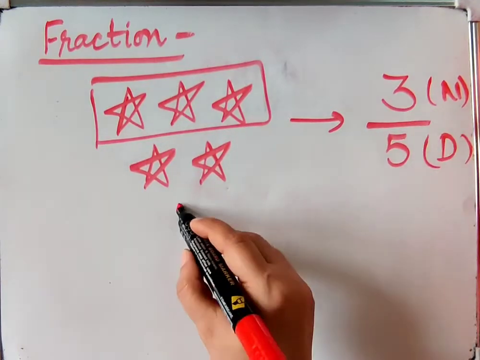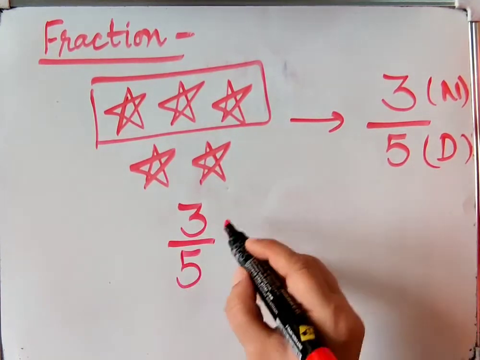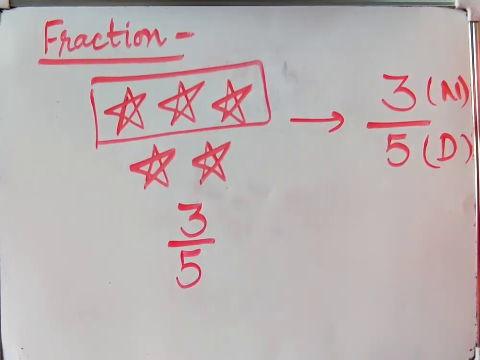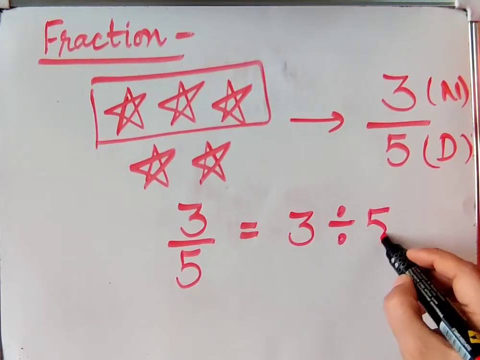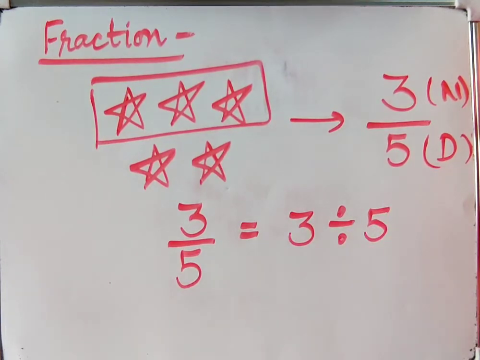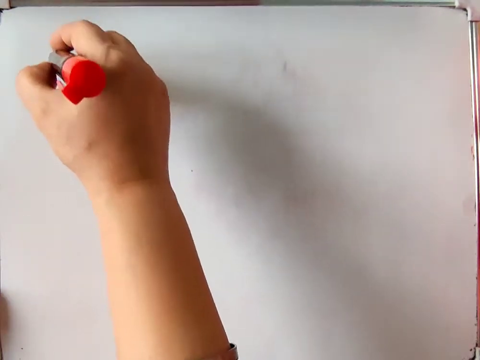So, my fraction can be represented as 3 by 5, where 3 represents the numerator and 5 represents the denominator. I can also represent this as 3 divided by 5. Thus, a fraction is a part of division also. Clear? Next comes the equivalent fraction.